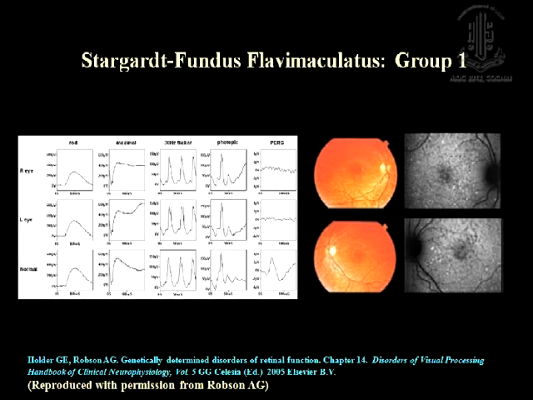So this is an example of Stargardt's fundus flavimaculatus. As you can see, the full field ERG is almost normal, but the pattern ERG is extinguished, in keeping with the pure macular dysfunction. So this is Group 1. These patients have a very good prognosis for retention of peripheral retinal function.